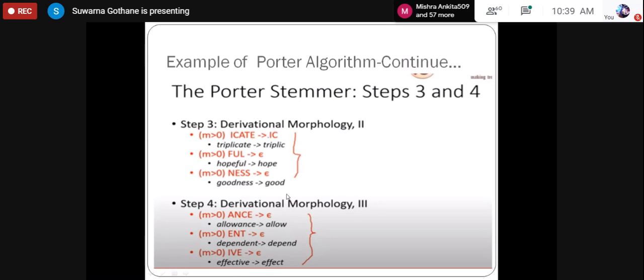Again, IVE becomes null, so effective becomes effect. So like this, step 3 and step 4 are going to be calculated for the words. It will check all the words.